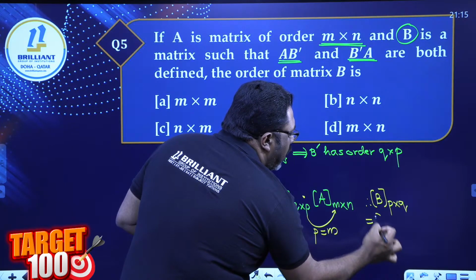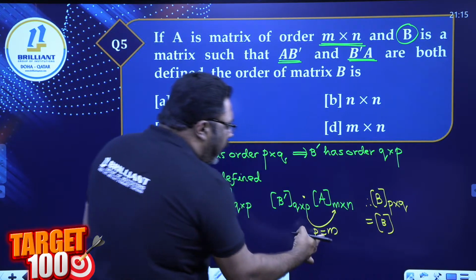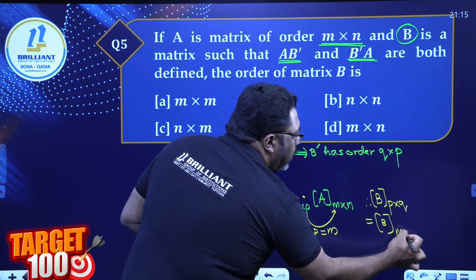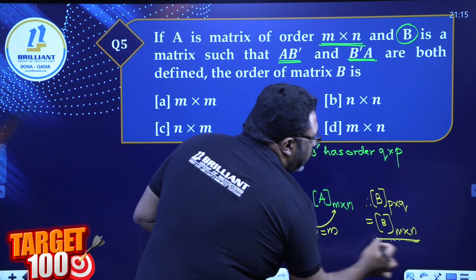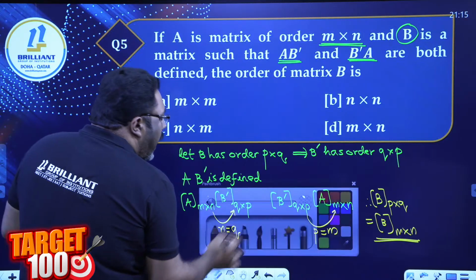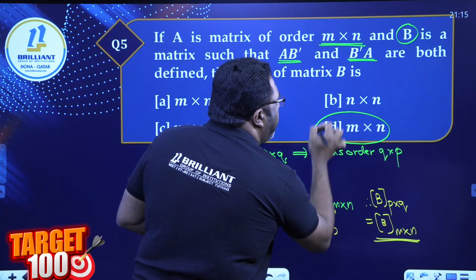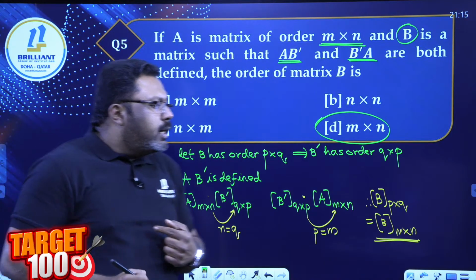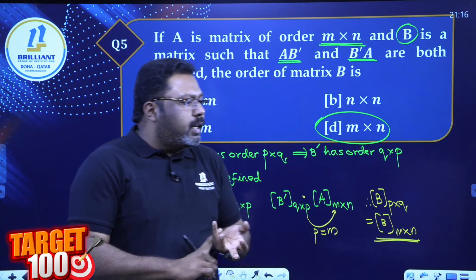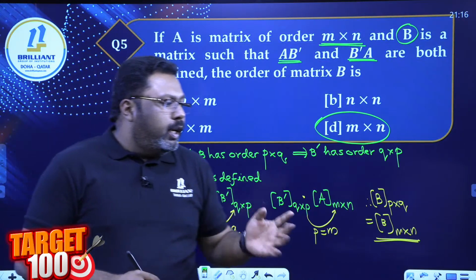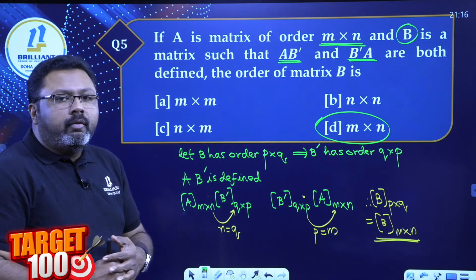But we saw that P should be equal to M and Q should be equal to N. Then the order of B should be M by N. Right answer coming from Dhruvil, Prapti, Sana, Abin, Kevin, everybody has given the right answer. Very good, all of you.